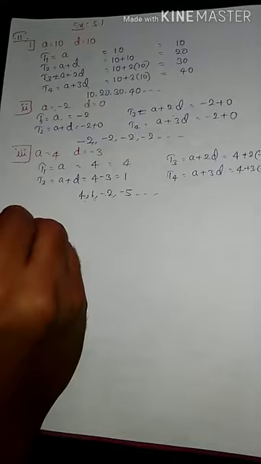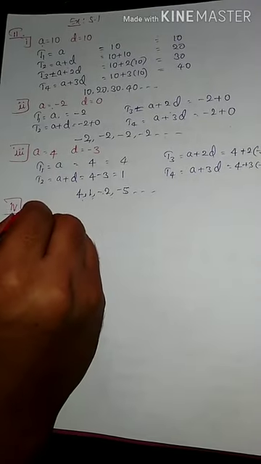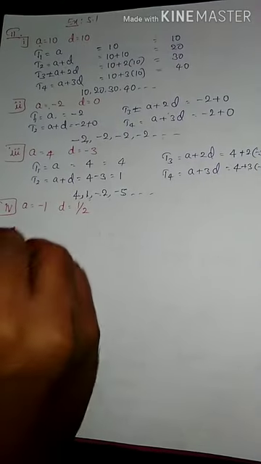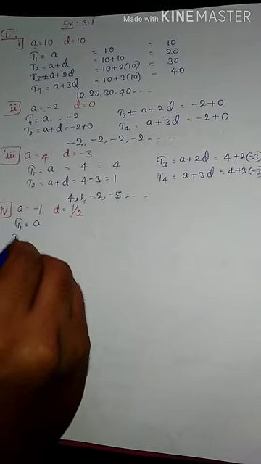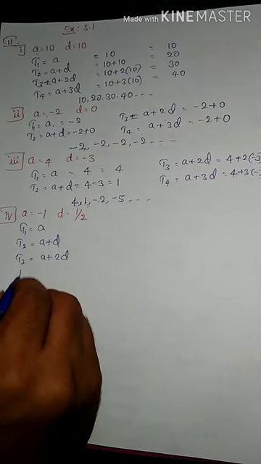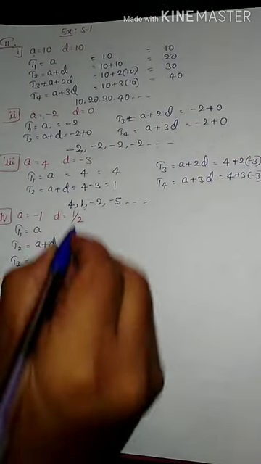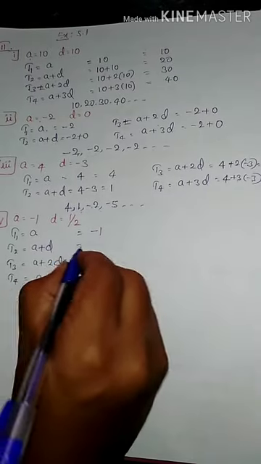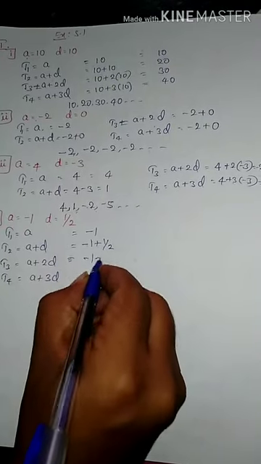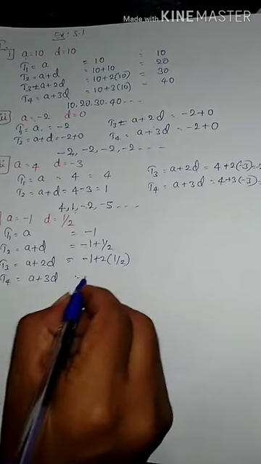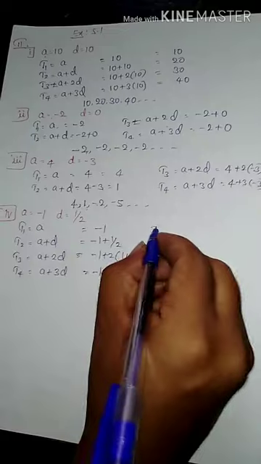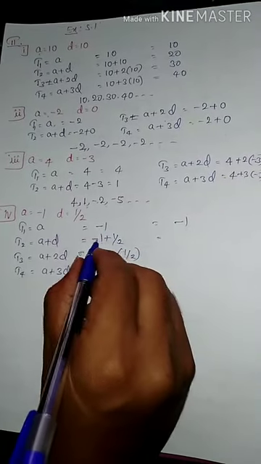The next, fourth example: A is equal to minus 1, D is equal to half, 1 by 2. So T1 is equal to A, T2 is equal to A plus D, T3 is equal to A plus 2D, T4 is equal to A plus 3D. T1 is minus 1, T2 is minus 1 plus 1 by 2, T3 is minus 1 plus 2 into 1 by 2, T4 is minus 1 plus 3 into 1 by 2. Here minus 1 stays as it is, the first term is as it is, and the LCM is 2.